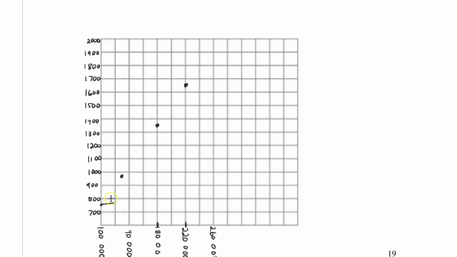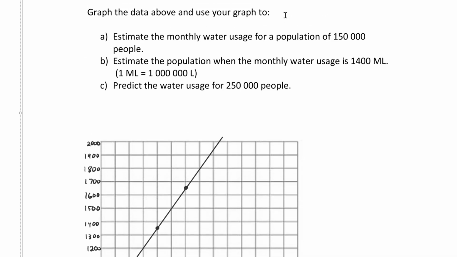So I start at my first point here. I'm going to go out and I'm going to extrapolate it so that I can use the data. And that's not too far off. My points are pretty much right on. So that's perfect.